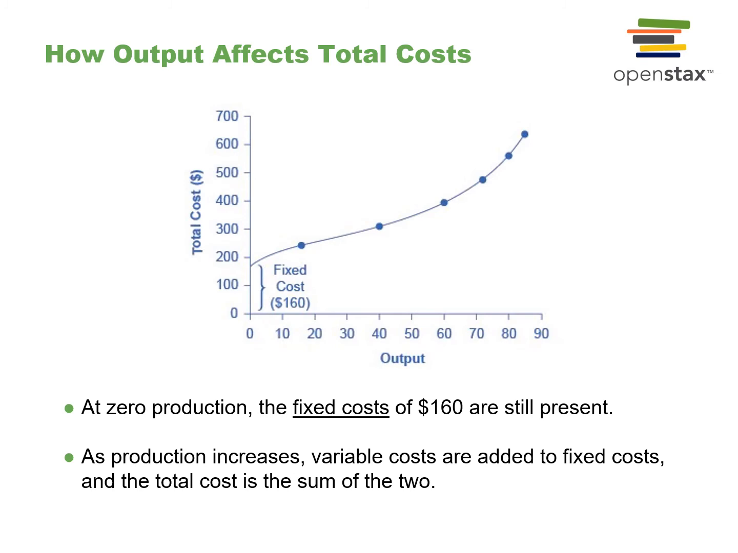Output affects total cost. At zero production, the fixed cost is 100. We're going to say that's at 160. But as output increases, variable costs are added to fixed costs. So the total cost is the sum of the two, and you can see that as production output increases, so does the cost.